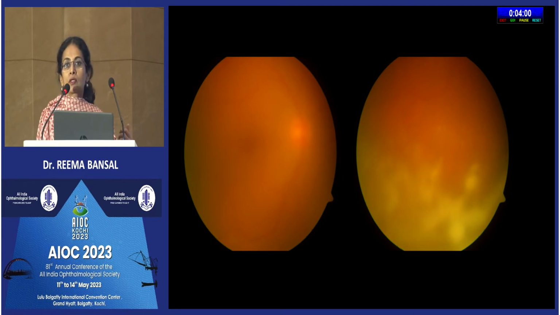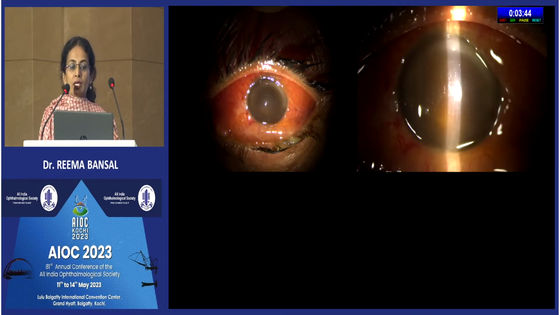So this was an endophthalmitis in the right eye, and endogenous endophthalmitis because he was post chemotherapy, so probably an immunosuppressed patient who developed endogenous endophthalmitis. So the right eye was doing well, and we did not do anything in the left eye.